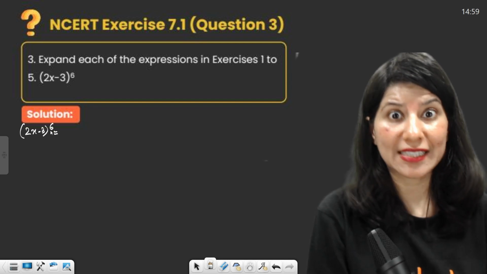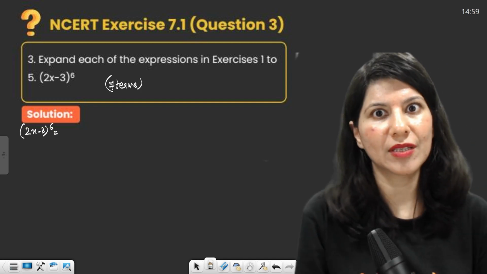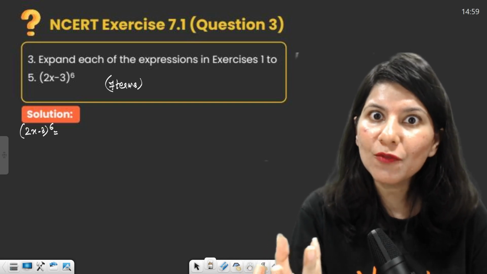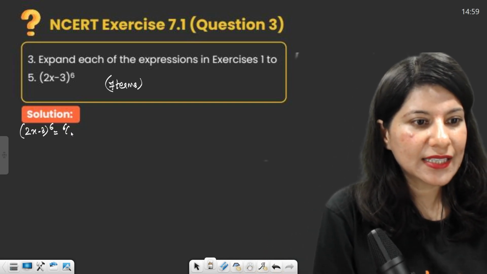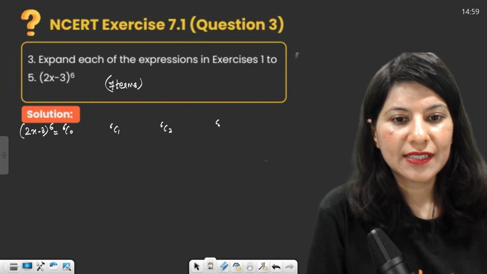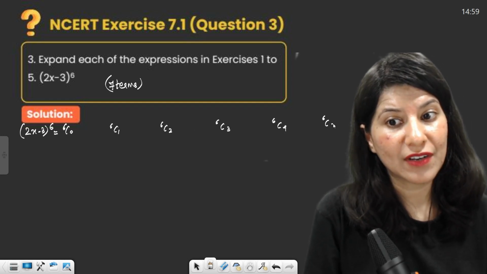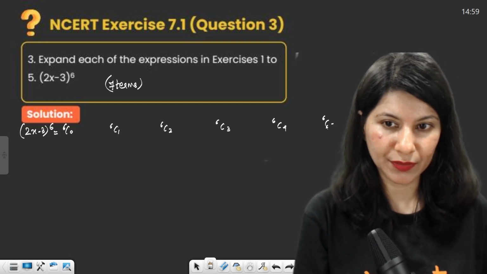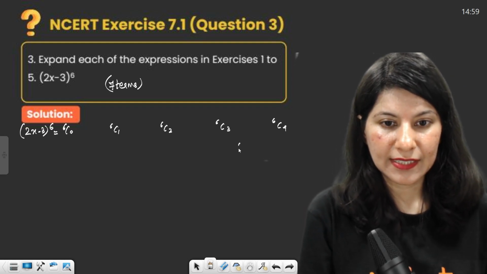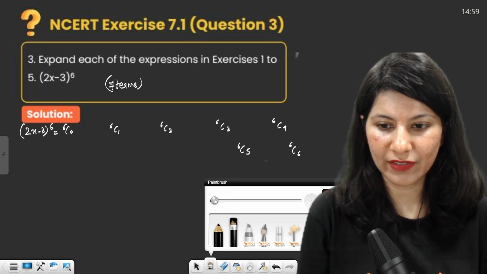2x minus 3 raised to power 6. 7 terms will be there. Always one more term will be there. In binomial expansion, n plus 1 terms are involved, right? 6c0, 6c1, 6c2, 6c3, 6c4, 6c5, 6c6, I guess. Okay, fine.